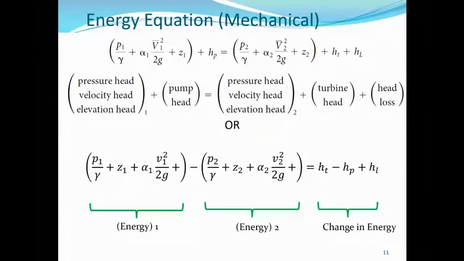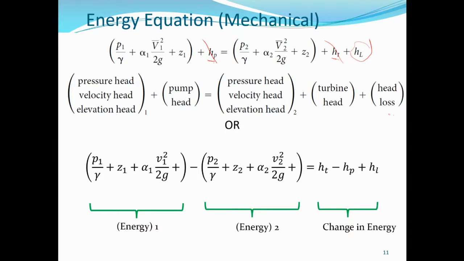Now the energy equation. This is the energy equation in which you have the total head at point 1: pressure head plus velocity head plus elevation head plus pump head. We mentioned that a pump adds energy to the system. So the head provided by the pump is the pump head. And then here we have pressure head, velocity head, and elevation head, plus turbine head if we have a turbine, because a turbine extracts energy from the system, and then plus head loss. If we don't have turbine head or pump head, we strike them out, but we always have head loss.